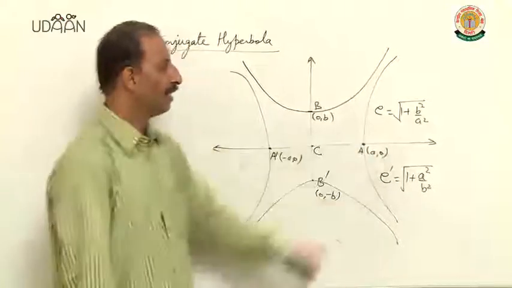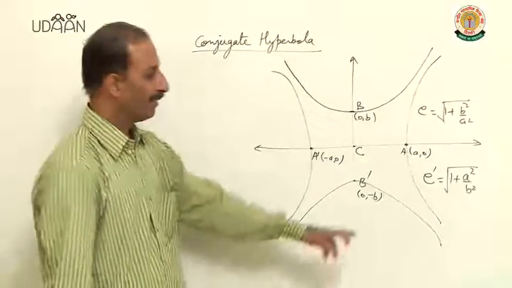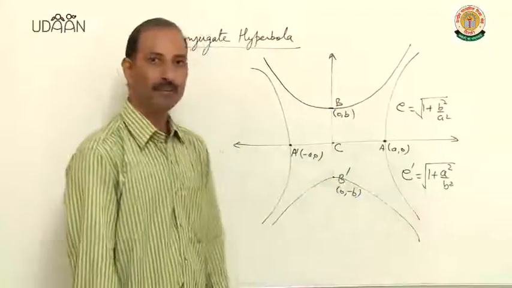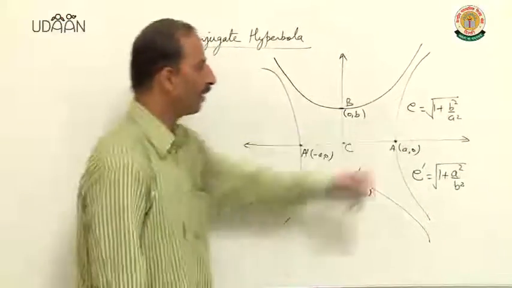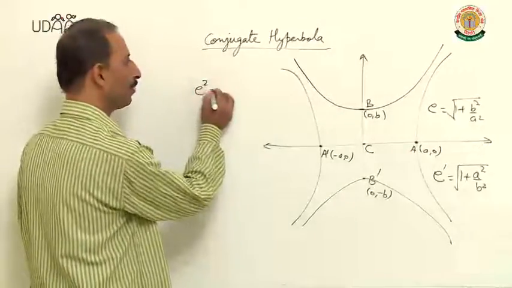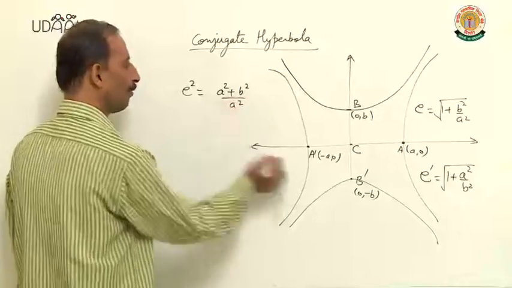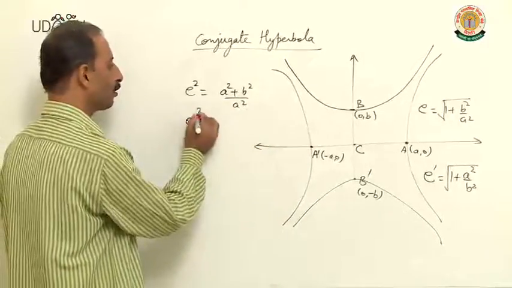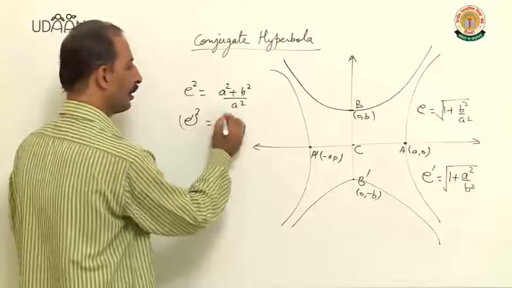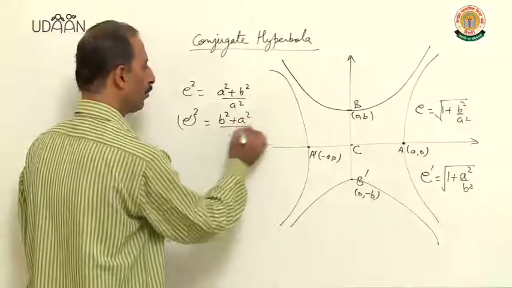E is the eccentricity of the hyperbola and E dash is the eccentricity of the conjugate hyperbola. You can see from here, what is the value of E square? That is (a square plus b square) upon a square, and the value of E dash square is (b square plus a square) upon b square.